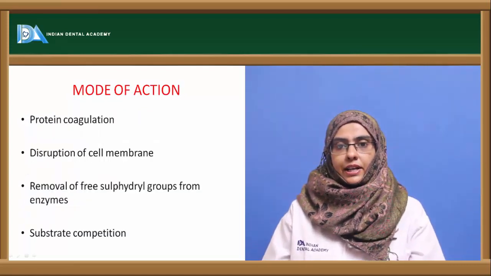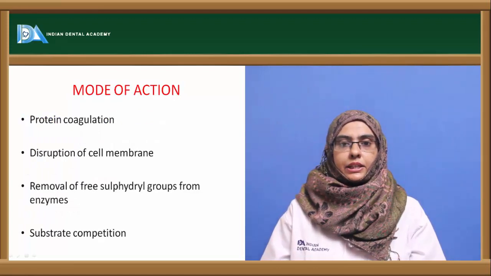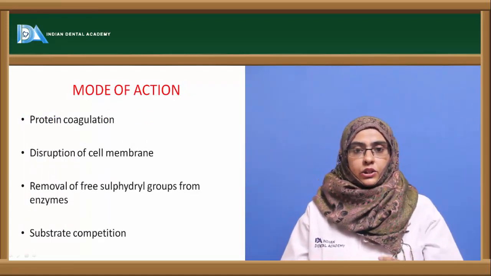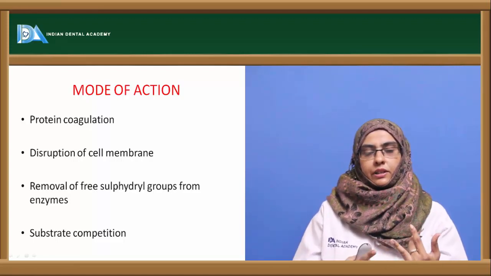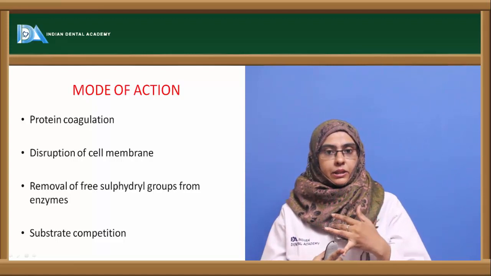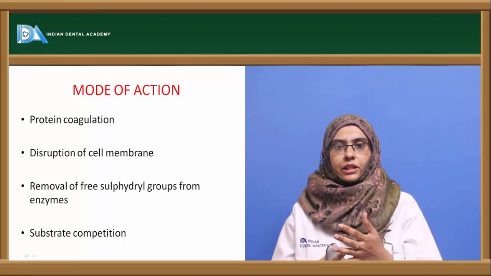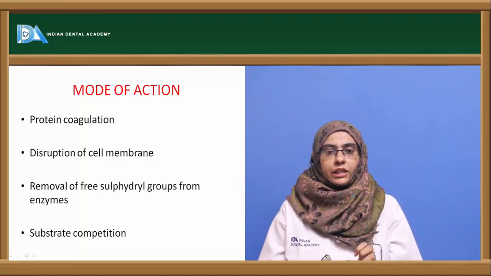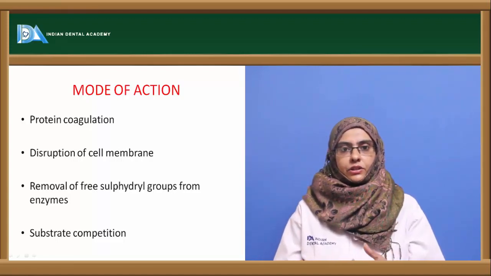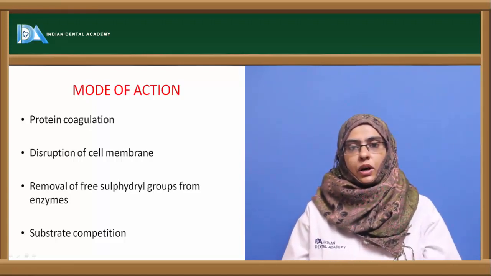Now coming to the mode of action, most of these chemical agents kill the microorganism by protein coagulation. So we can have two procedures over here. One is protein denaturation, where the tertiary structure of the protein is completely denatured, whereas in protein coagulation, they precipitate the protein, they make the protein inactive to take part in the biological activity. So that is what is called as protein coagulation.